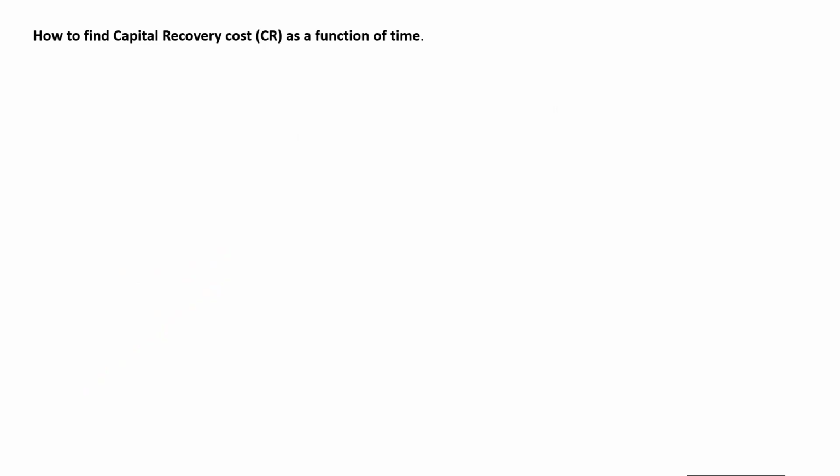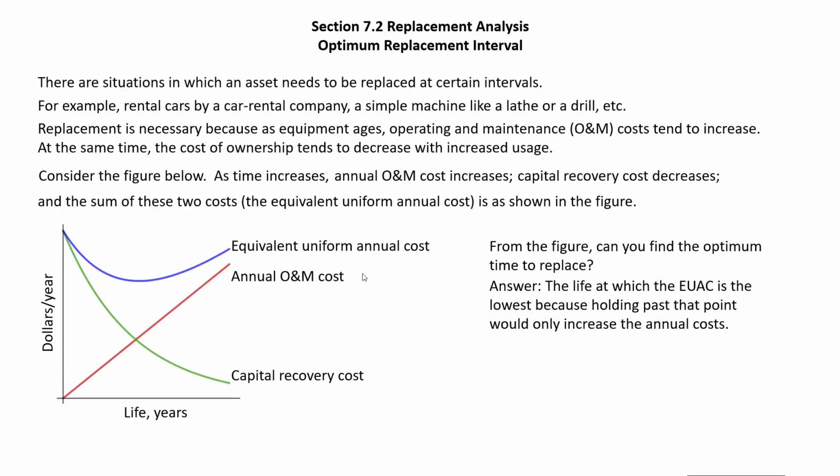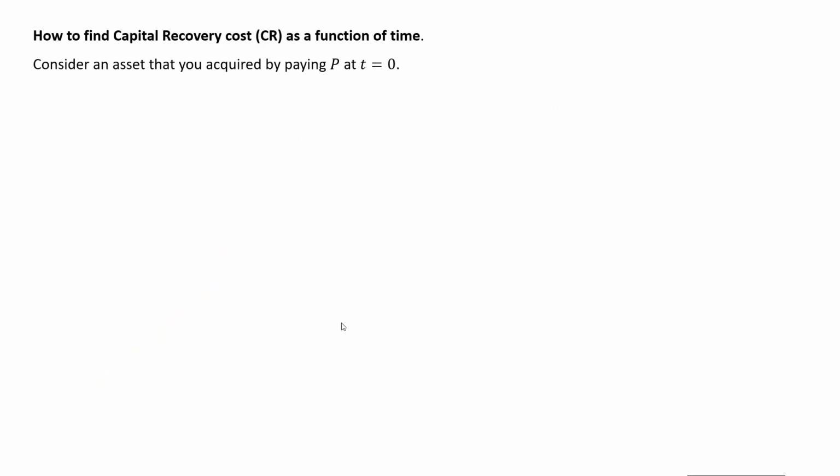How to find capital recovery cost as a function of time? We talked about in the previous slide that there is something called capital recovery cost, and there's something called annual operating and maintenance cost. And when you add them, you get this EUAC. Okay, but what in the world is that capital recovery cost, and how do you find it? And that's what we'll talk about right now.